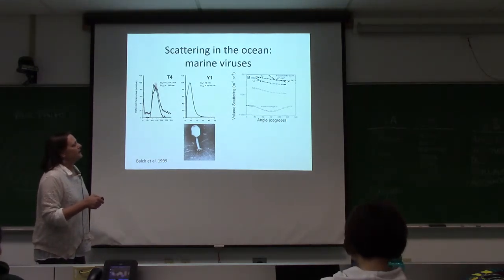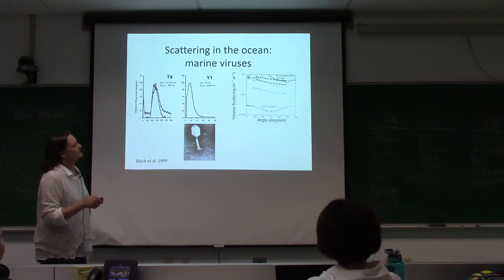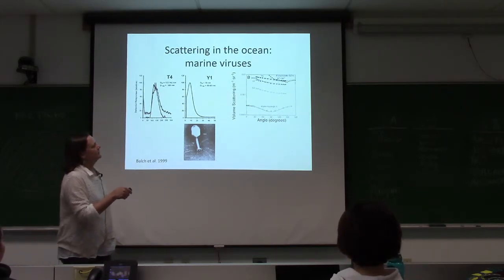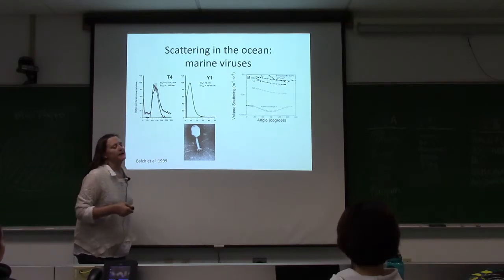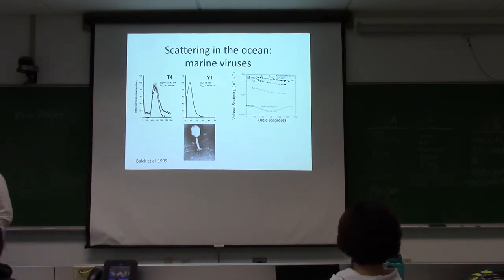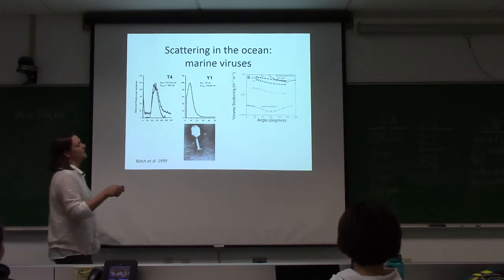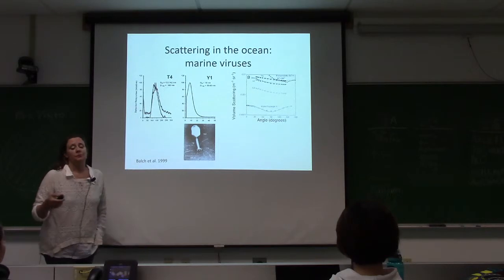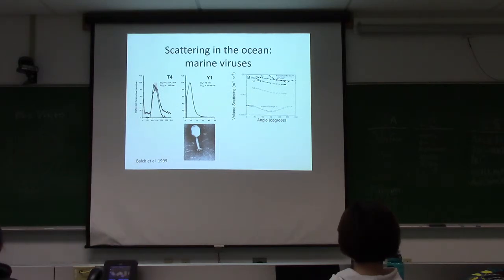And then looking at various types of viruses and their volume scattering function. You can see that this is the water volume scattering function, and this is what the viruses are looking like. So the viruses have a higher volume scattering function than water. So the question was, are they significant contributors to scattering in the ocean? And I think the conclusion was no. But there are a lot of them out there. But they're very small.